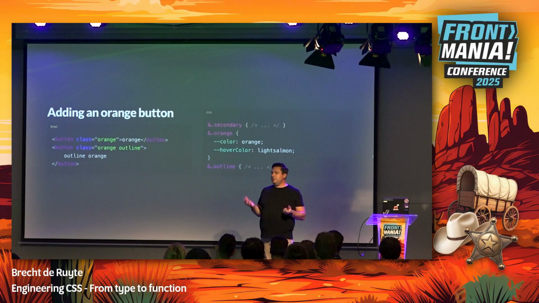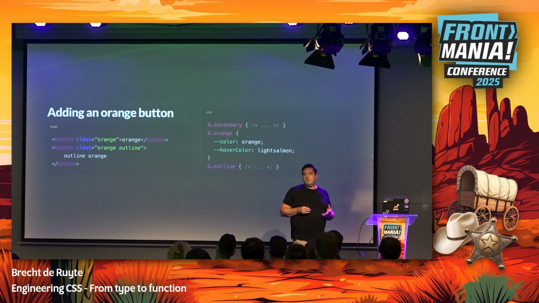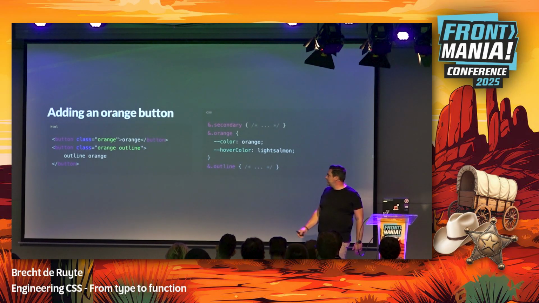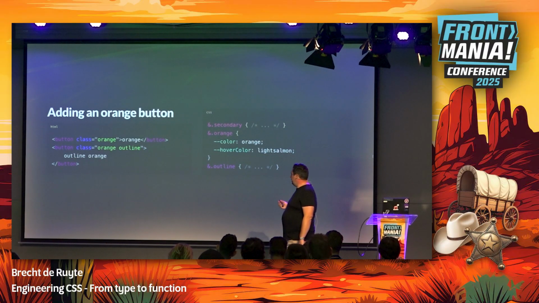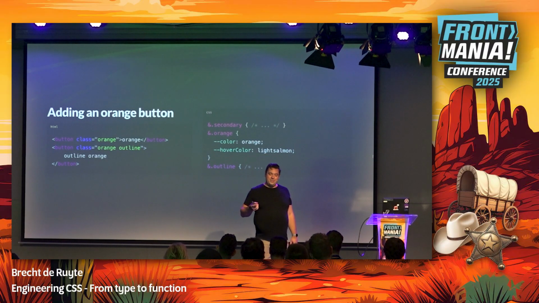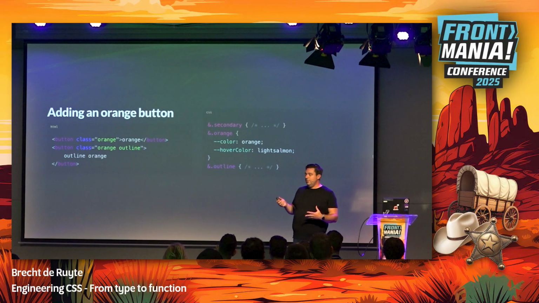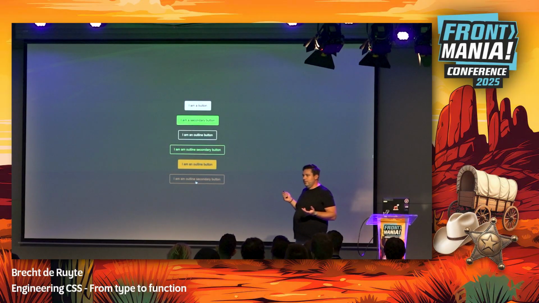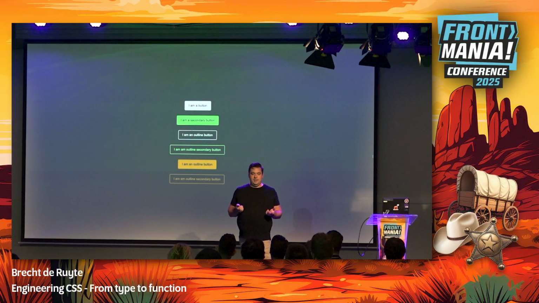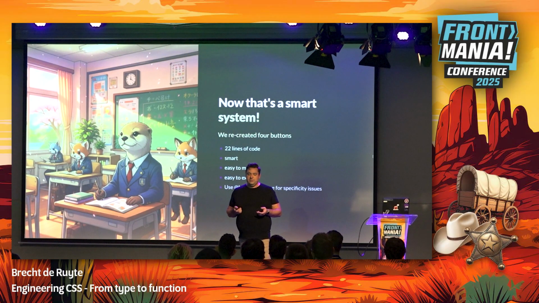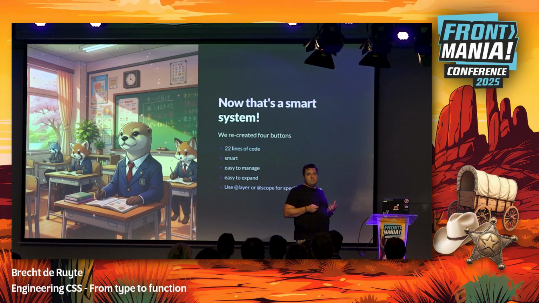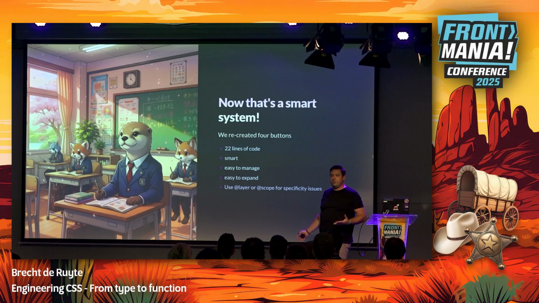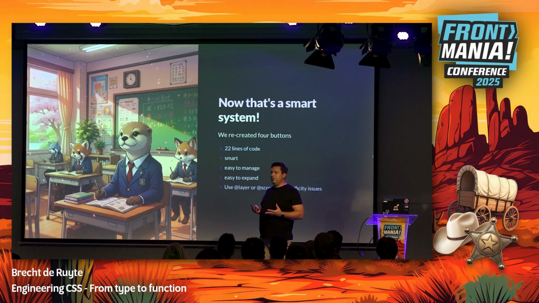So what if you want to create an extra button? Well, that's the beauty of the system. For example, maybe you want to add an orange button. Well, then you just add a new orange class or an orange outline class. And the only thing you have to do is set that custom property to orange and the hover color to light salmon, meaning by just adding those 4 lines of CSS, you create another button as well. So this is really handy to do. It's a smart system. It's easy to manage. It's actually easy to expand, and if you would run into specificity issues, well, use @layer or @scope. We have so many tools to work with nowadays.